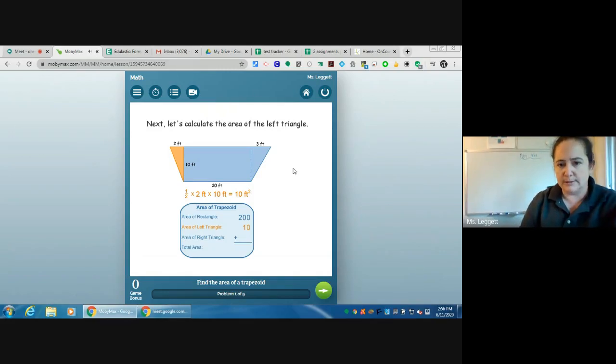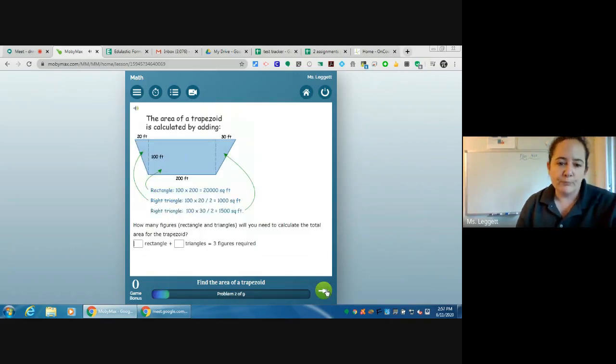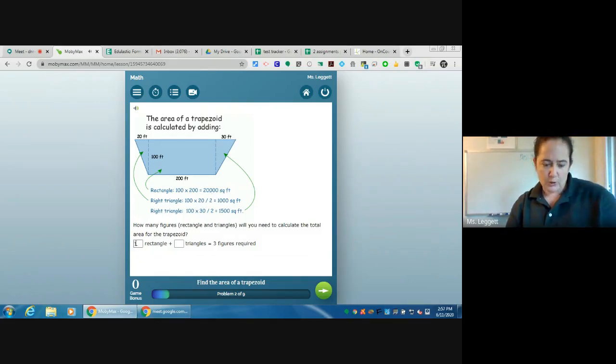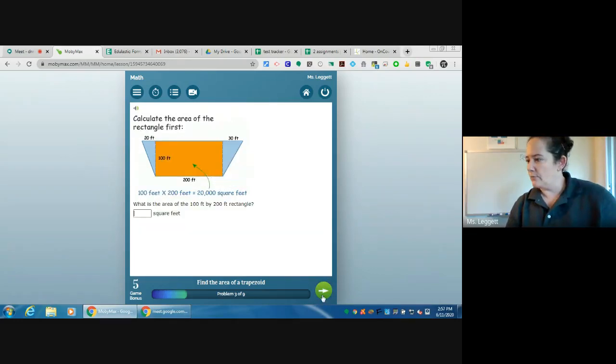Okay, so let's move on. And this is exactly what I meant. You get the area of each of the 3 pieces and then add it all up for a total. All right, and that's what they're explaining here. So rectangle, the area of the rectangle they're showing you right here is 20,000. So there is one rectangle, and there are 2 triangles. That's what they were looking for there. The area of the rectangle by itself, they already are telling you the answer right here.